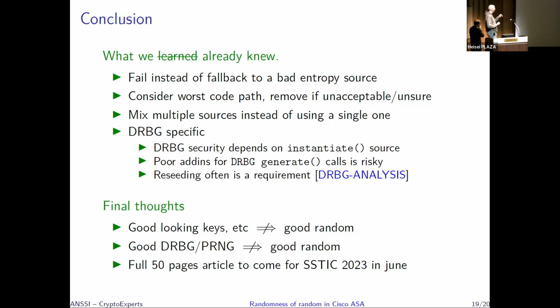The other element is that it's not because you have a good DRBG or PRNG, or even if you stack them, that you will end up with good random. You need entropy at the root of that. And if you are interested in this presentation and you want to learn more about the instrumentation work we did, there will be a full-length article presented at the STIC conference in a few weeks.